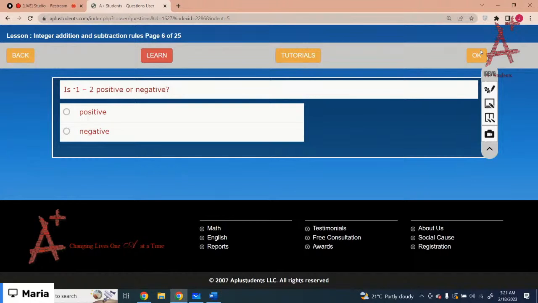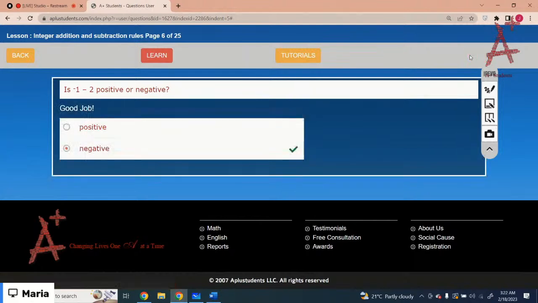Okay, negative 1 and negative 2. Both the numbers are negative. Answer must be negative. Got it? In case of addition, if you are adding two positive numbers, the answer must be positive. If you are adding two negative numbers, the answer must be negative. Got it? So here the answer is negative.